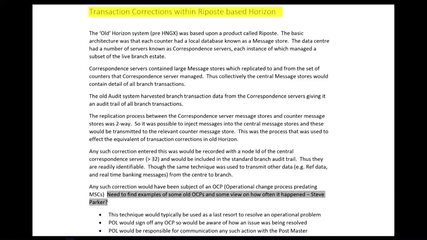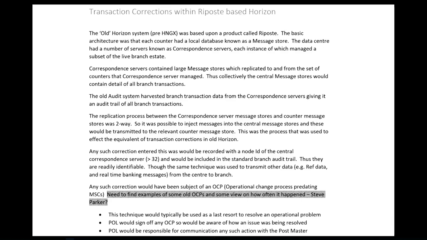The old Horizon system pre-HNGX was based on a product called Riposte. The basic architecture was that each counter had a local database known as a message store. The data center had a number of servers known as correspondence servers, each instance of which managed a subset of the live branch estate. All accurate? Yes. Correspondence servers contained large message stores which replicated to and from the set of counters the correspondence server managed. Thus, collectively, the central message stores would contain detail of all branch transactions. Correct, also? Correct, yes.